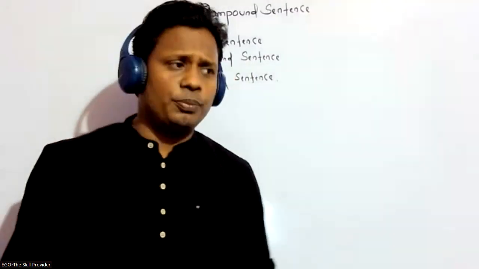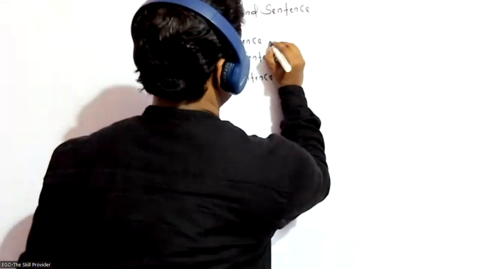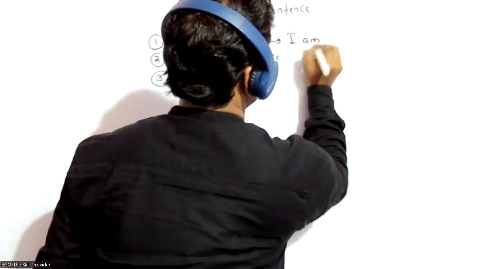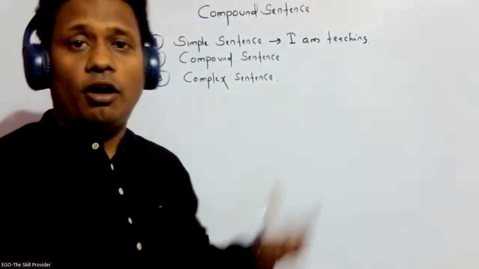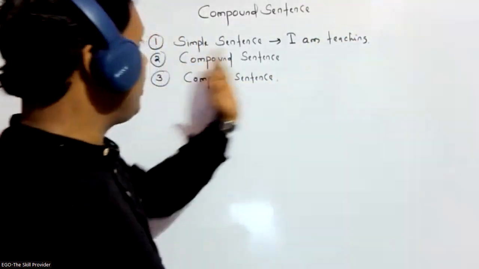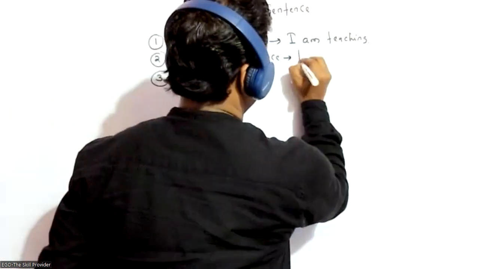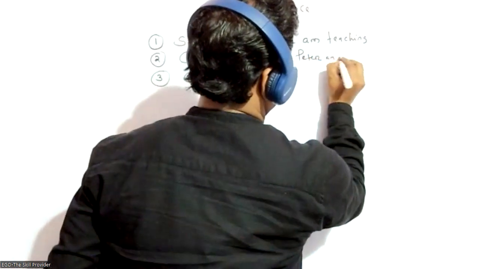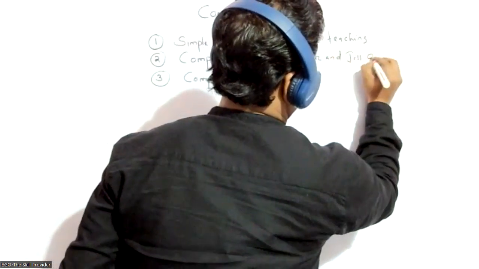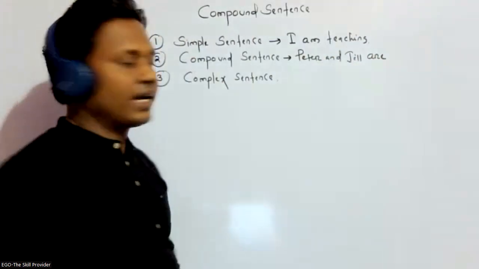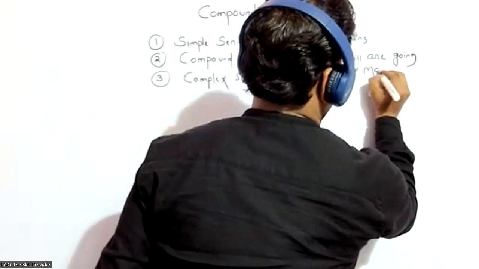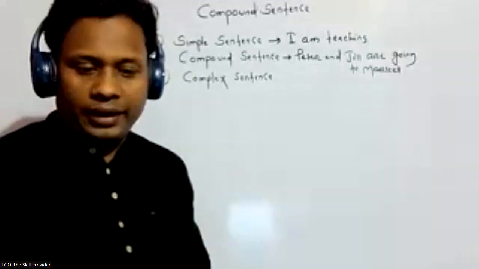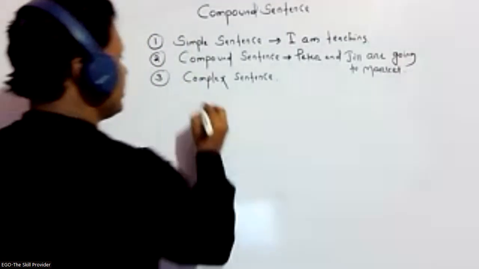So what is a simple sentence? Suppose you say, I am teaching. This is an example of a simple sentence. What is an example of a compound sentence? You can say, Peter and Jill are going to market. So this is called a compound sentence. I'll tell you why. And the third one is called a complex sentence.